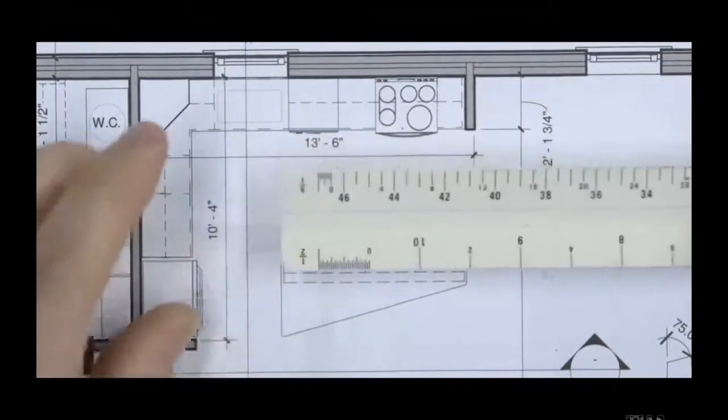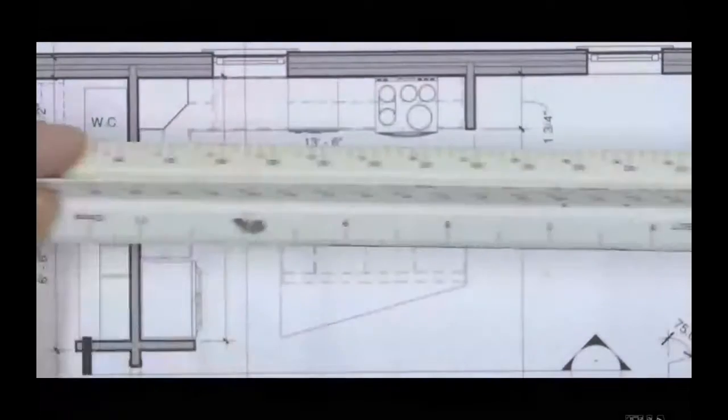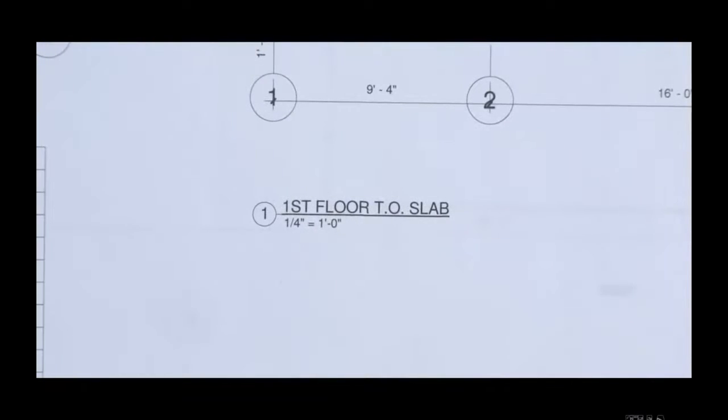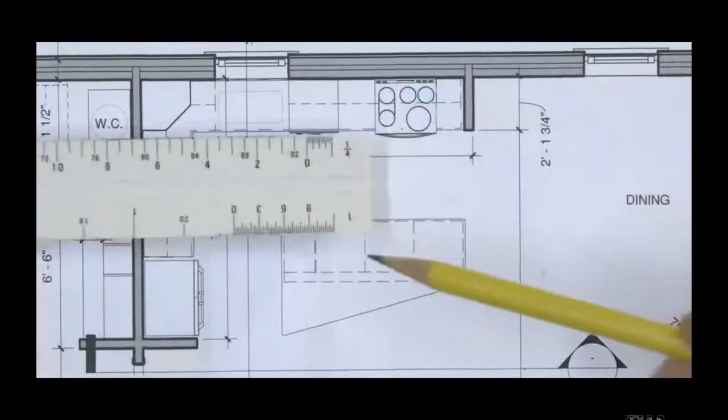Now these are the scales that are on this ruler. There's actually 12 of them on this ruler. So how do you know which one of the 12 to use? Well, it's pretty simple because you just need to look at the scale that your drawing is drawn in. So you can see that the drawings themselves are actually drawn in quarter scale, meaning for every quarter inch, it equals 1 foot.